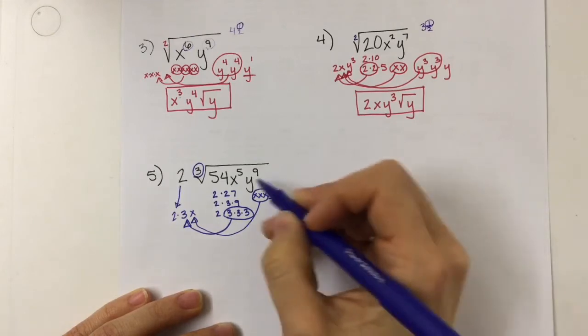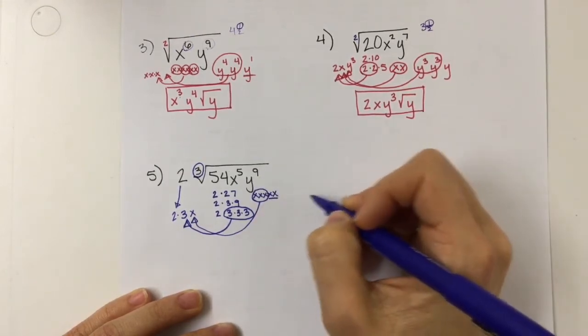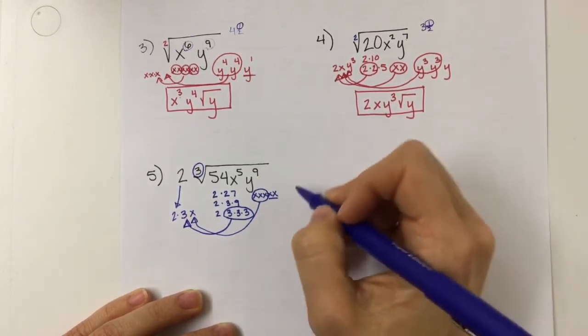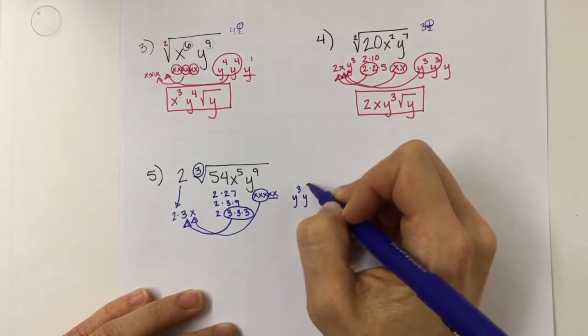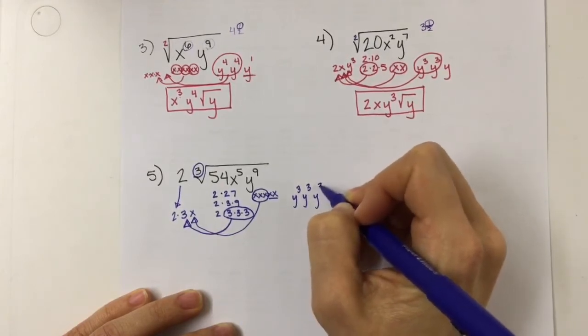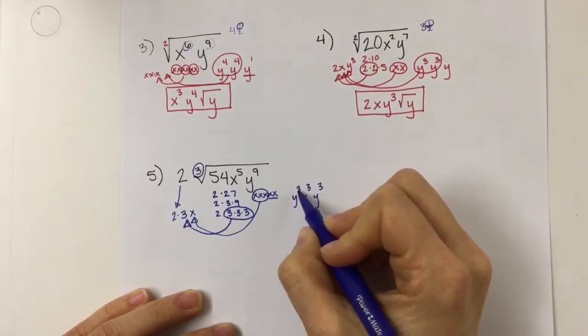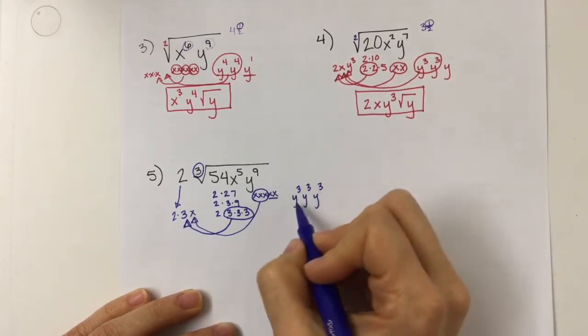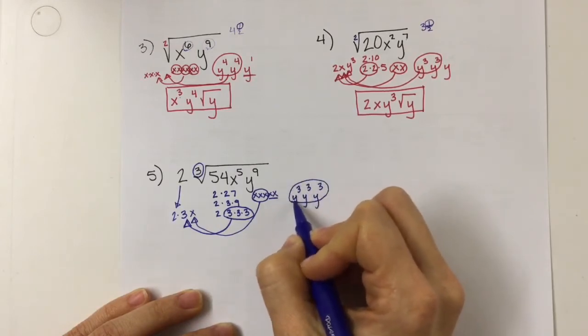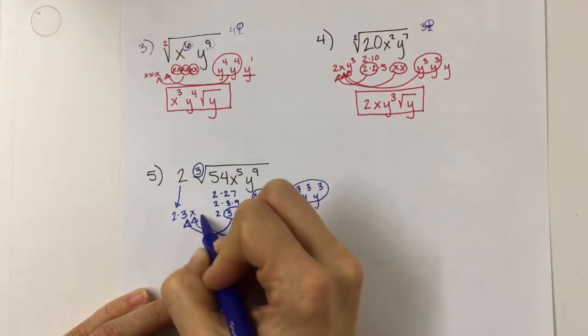Y to the 9th, again, I don't want to write out 9 y's, so what if instead I do y to the 3rd times y to the 3rd times y to the 3rd? Again, our rules of exponents tell us 3 plus 3 plus 3 gives me 9, so I know I can write these because they would be equivalent to one another. That also gives me a 3 of a kind, and my 3 of a kind gets to come out of my radical.